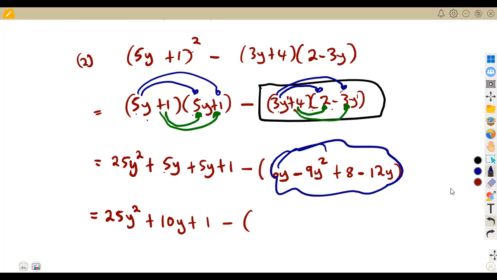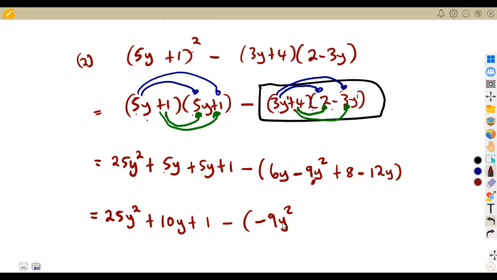Yes, we can simplify before you multiply by this negative that we see here. We can just try to simplify. We've got the highest exponent, which is on y squared, the term of minus 9y squared. Then we've got like terms to consider, 6y here and minus 12y. So 6 minus 12 is minus 6y in this case.